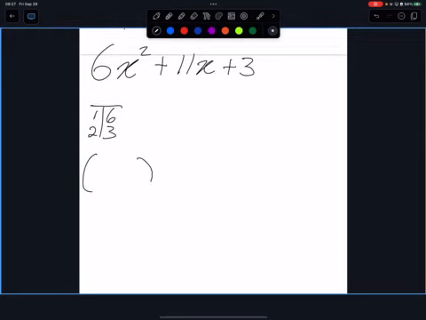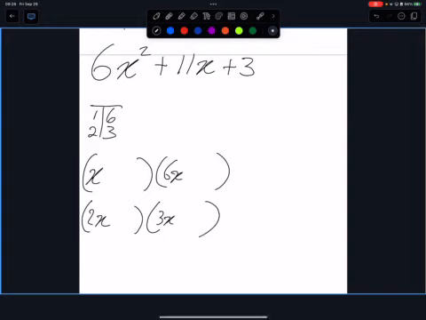So your answer can become x and 6x, or 6x and x, it's the same thing, or 2x and 3x. These are the possibilities. Because as you see, x times 6x is 6x squared, but 2x times 3x is also 6x squared.